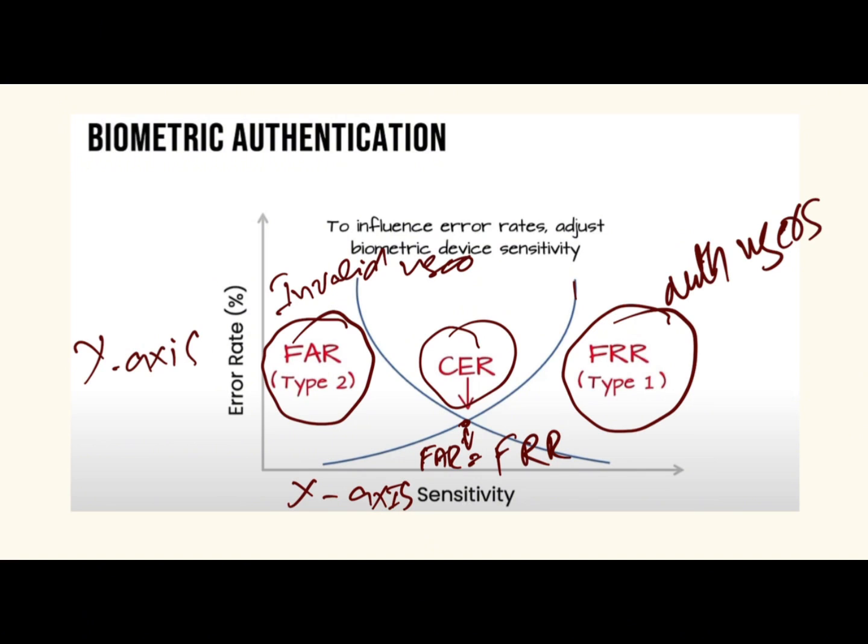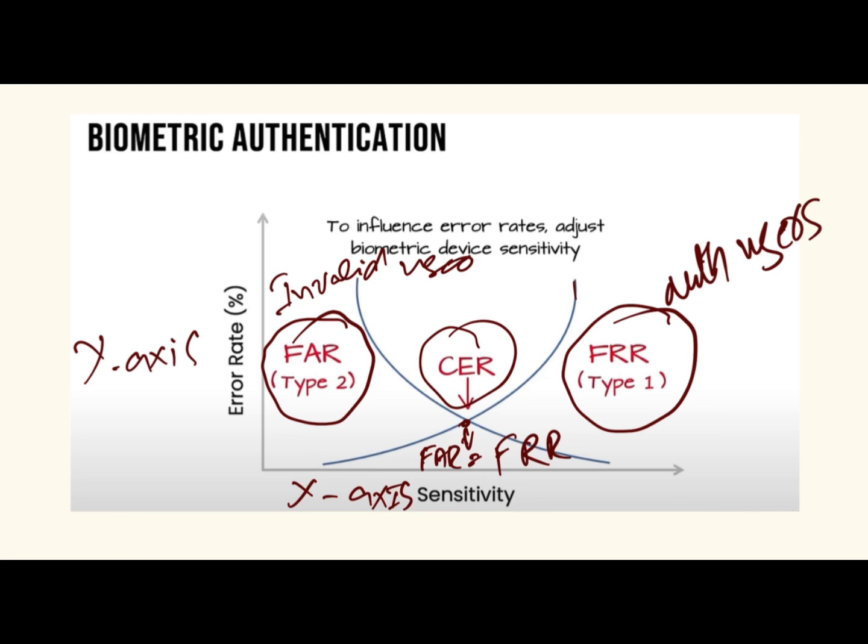Type 2, FAR, should be as close to zero as possible in secure systems, secure buildings, sensitive systems, sensitive data. It should be as close to zero as possible in a secure system. So now let me make one more clarification about this diagram. This diagram does not recommend using CER as a goal, but shows how sensitivity tuning affects error rates, and how to compare biometric system quality.